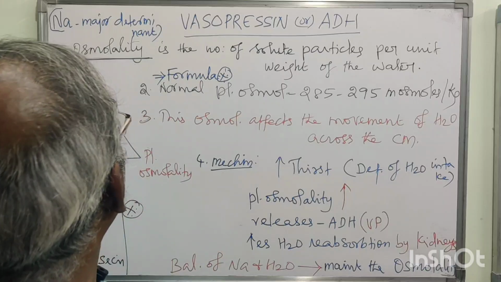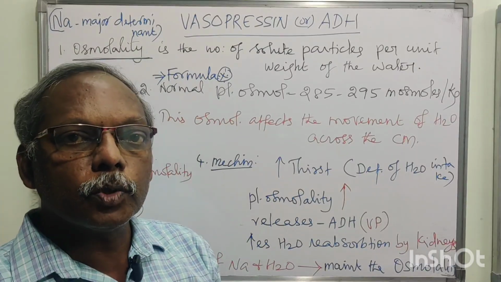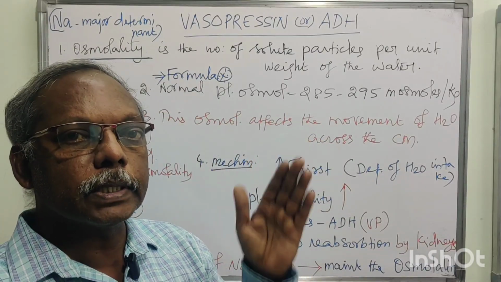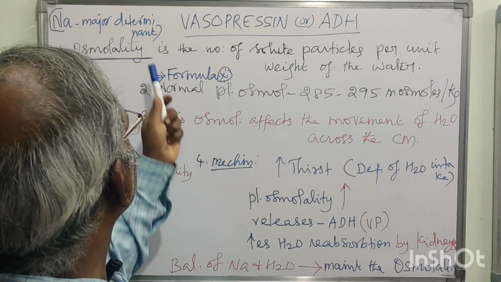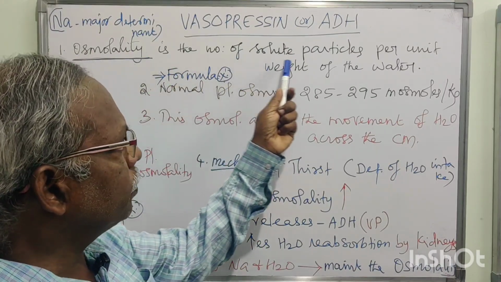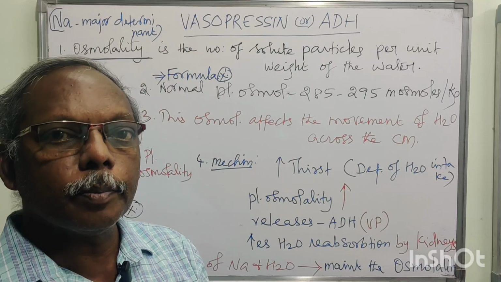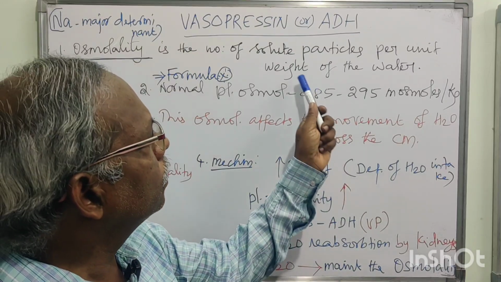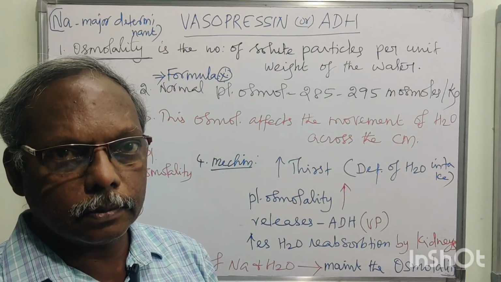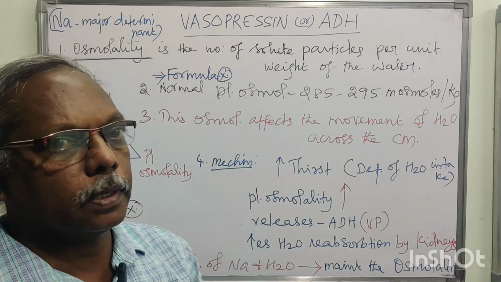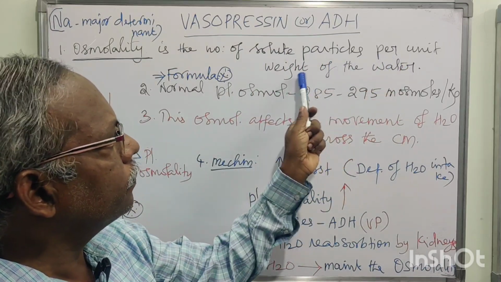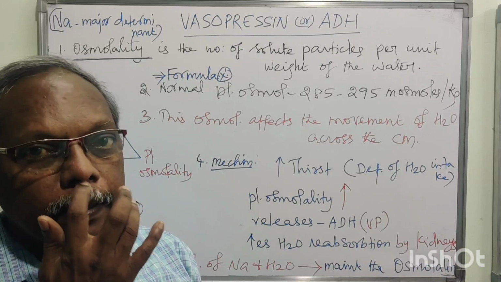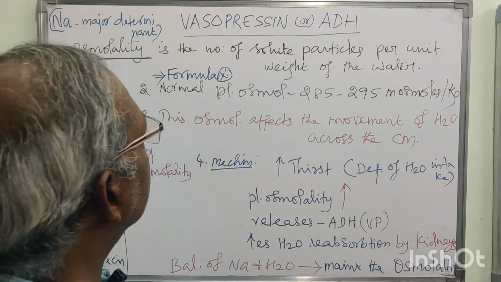The first and foremost point for this vasopressin is plasma osmolality. Osmolality is the number of solute particles per unit weight of the water. This is a one line definition. Solute particles per unit weight of the water, actually per kilogram.